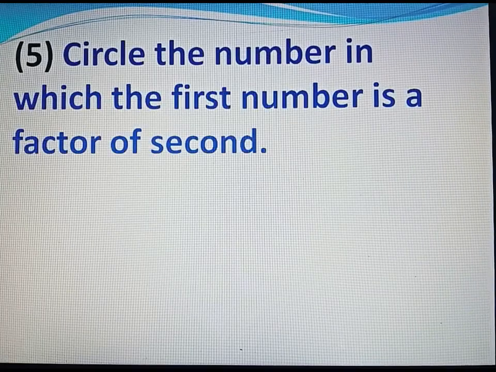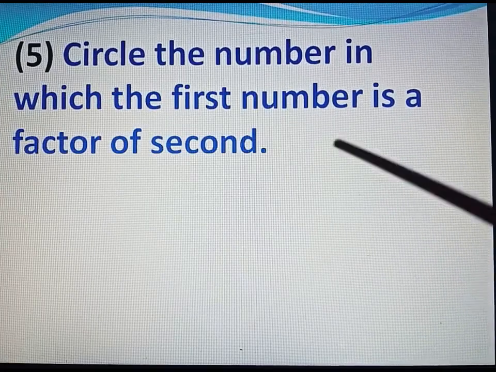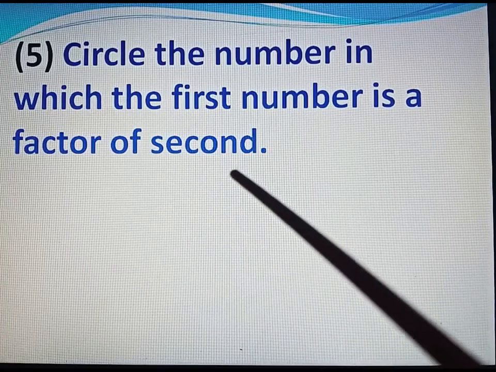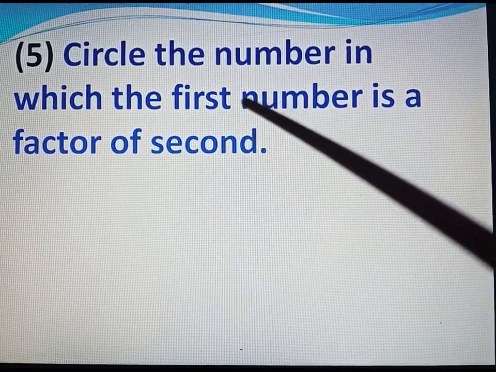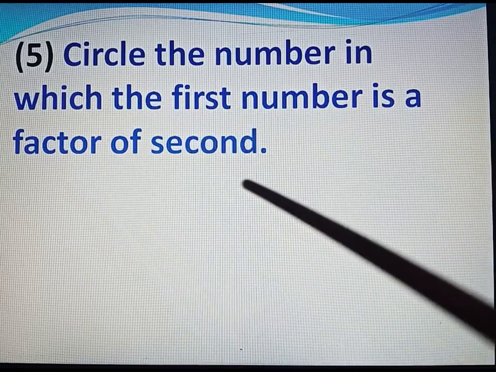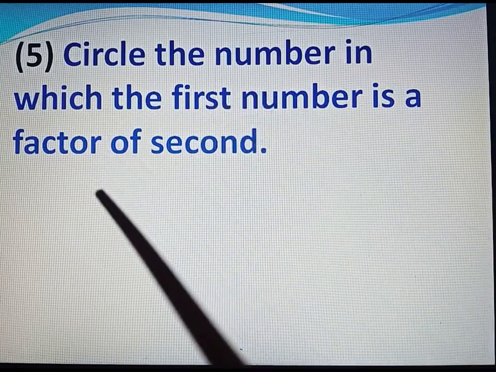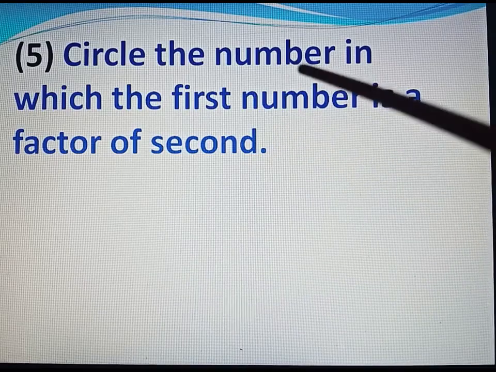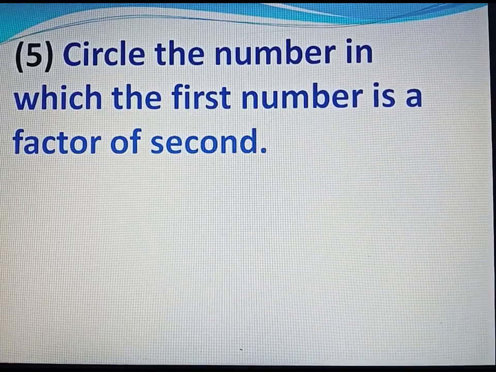Now next, question number 5. Circle the number in which the first number is a factor of the second. Now we have to circle that number in which the first number is a factor of the second. The first number should be a factor of the second number, and we have to circle those numbers.